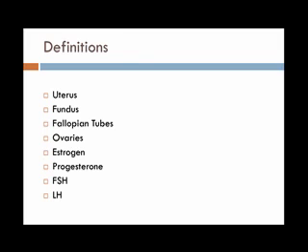As far as definitions are concerned, the uterus, fundus, fallopian tubes, and ovaries are essentials of the anatomy. Estrogen, progesterone, FSH, which stands for follicle-stimulating hormone, and LH, luteinizing hormone, are some of the essential hormones at play.